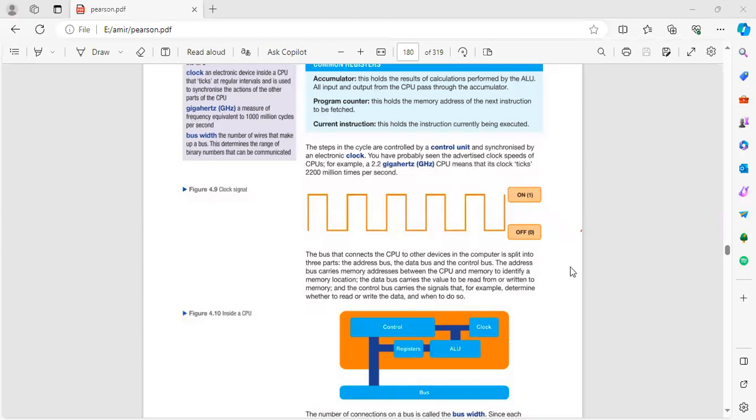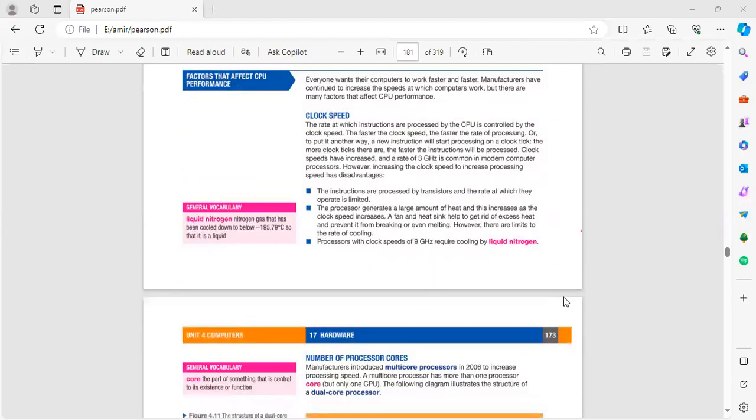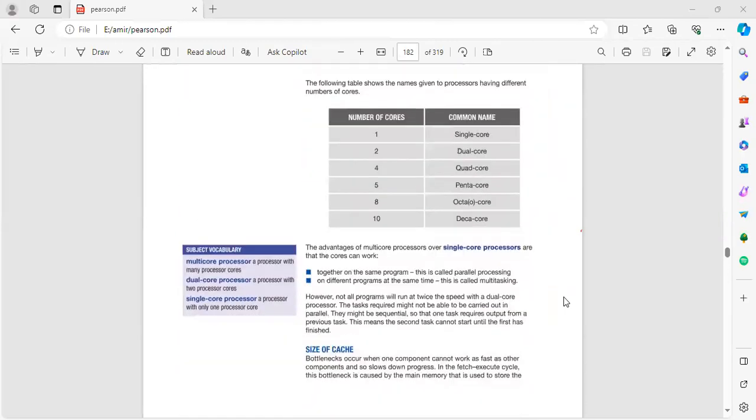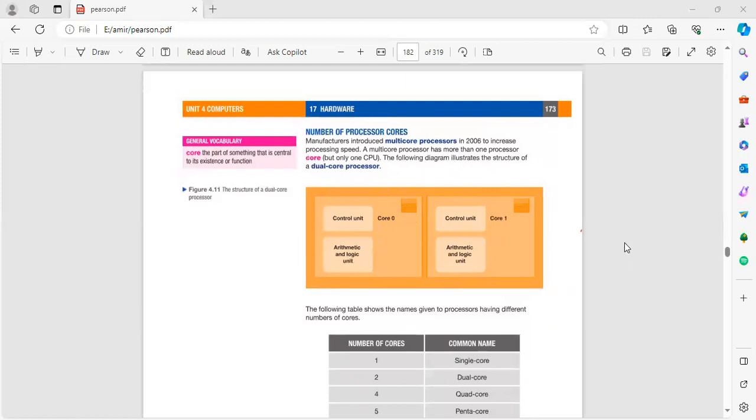Now, do you remember what we have done last time? Last time we have done the on and off. No. Did we discuss fetch, decode, execute, clock speed, number of processor? No, sir, I do not remember that. Try to take a screenshot when we end the class, so that you can memorize where we were.